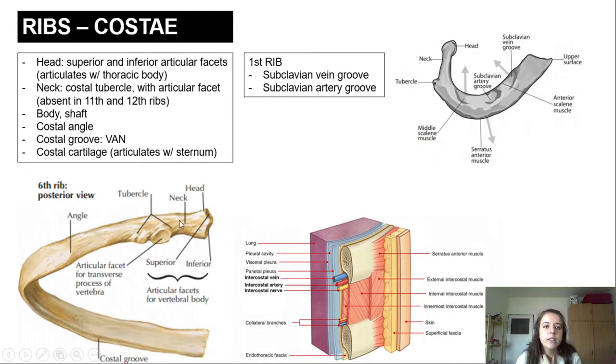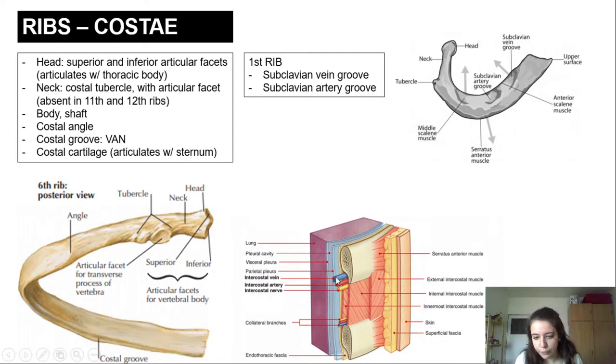Then we have the neck, where we have the costal tubercle, that also creates a reinforcement articulation with the vertebrae. Then we have the body or shaft, where we're gonna have the costal angles, which is where we move from the back part of our body to the lateral and to the front, and then the costal groove.